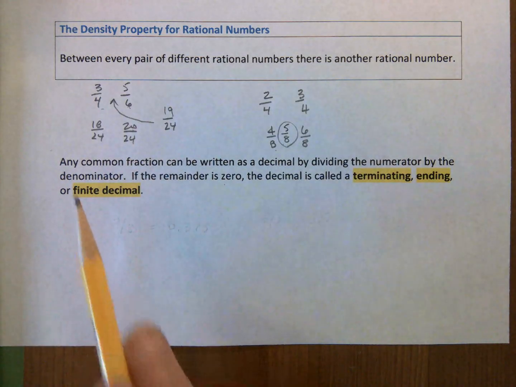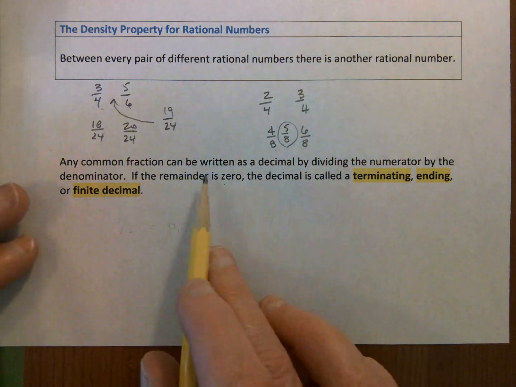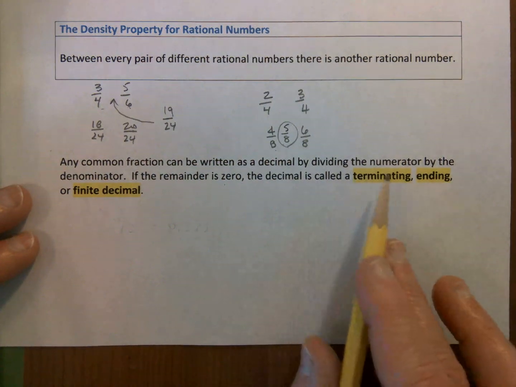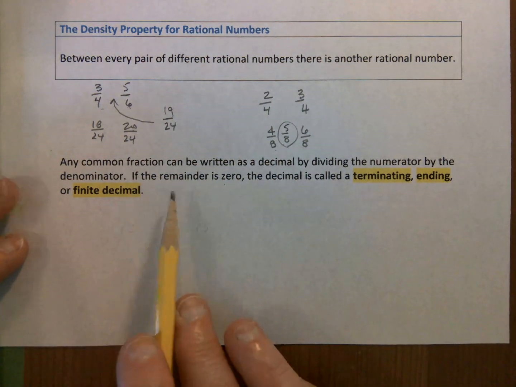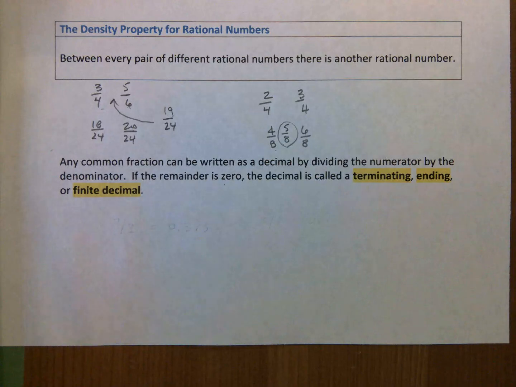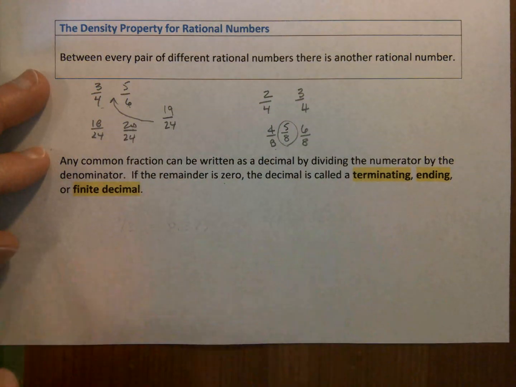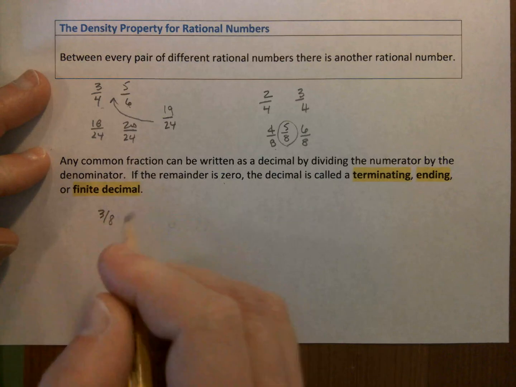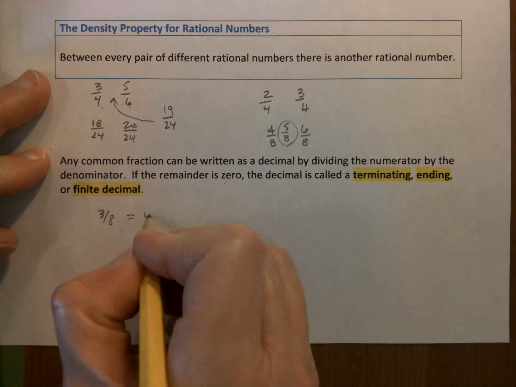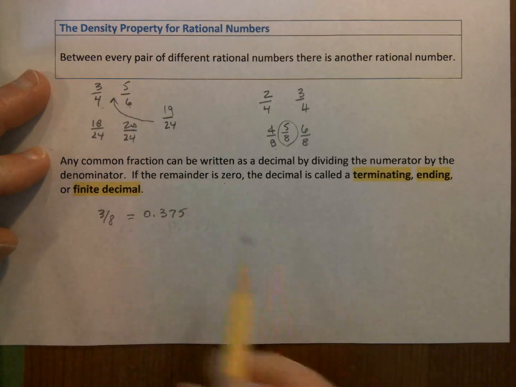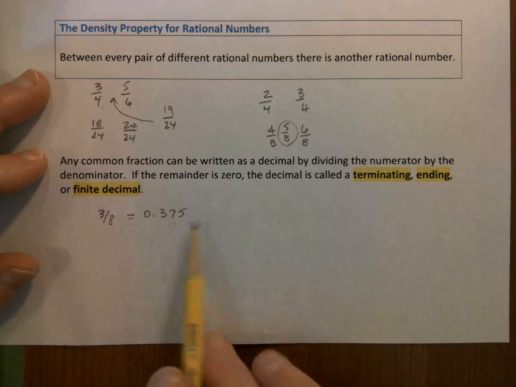Okay, so now we're down here. Any common fraction can be written as a decimal by dividing the numerator by the denominator. If the remainder is 0, the decimal is called a terminating, ending, or finite decimal. So you guys learned this back in 5th grade. When we have decimals, we can have one that ends. Like if I have 3/8 and I divide 3 by 8, I get 0.375 and it ends. We call that terminating.